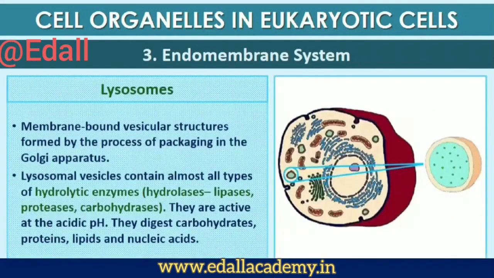8.5.3.3 Lysosomes. These are membrane-bound vesicular structures formed by the process of packaging in the Golgi apparatus. The isolated lysosomal vesicles have been found to be very rich in almost all types of hydrolytic enzymes (hydrolases, lipases, proteases, carbohydrases), optimally active at acidic pH. These enzymes are capable of digesting carbohydrates, proteins, lipids and nucleic acids.